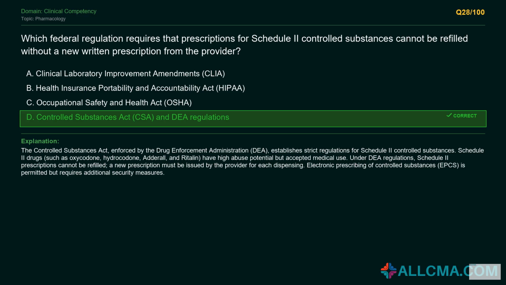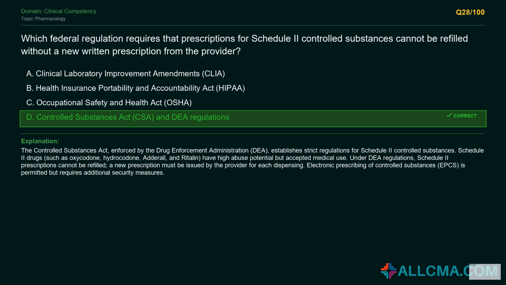The correct answer is D. The Controlled Substances Act, enforced by the Drug Enforcement Administration, DEA, establishes strict regulations for Schedule II controlled substances. Schedule II drugs, such as oxycodone, hydrocodone, Adderall, and Ritalin, have high abuse potential but accepted medical use.